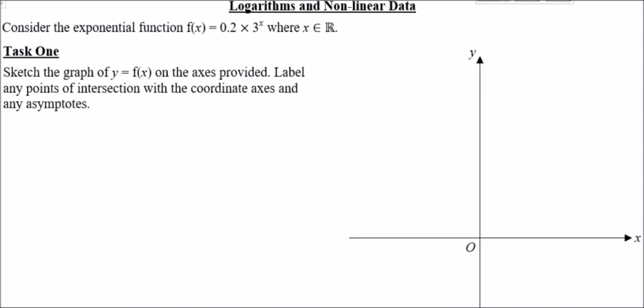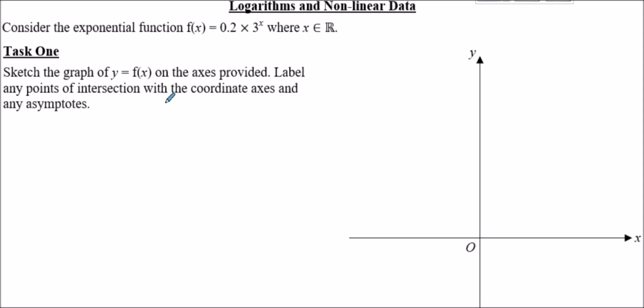Now the main part of the lesson. Logarithms and non-linear data. First of all, let's consider an exponential function, f of x equals 0.2 multiplied by 3 to the power x, where x is any real number. We could sketch this out on a graph. Label any points of intersection of the coordinate axes and also any asymptotes.